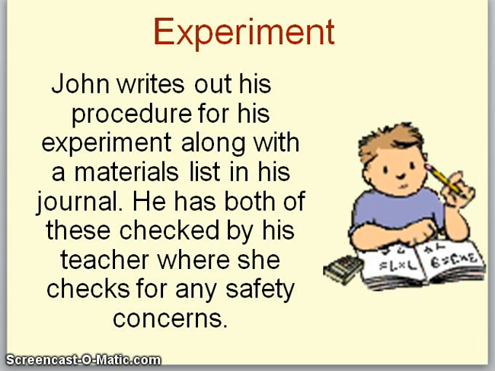You can see in this slide, John is going to write out his procedure for his experiment along with the materials list, and those are the two things that are required of you. He has both of these checked by his teacher, where she can check for any safety concerns. Again, we're not going to be making a journal, that's why I skipped over that, but you will need a procedure list and a materials list, what we're going to do and how we're going to do it. Then have your parents check it over. It doesn't have to be your teacher, but have your parents check over your experiment, what your ideas are, to see if there are any safety concerns.